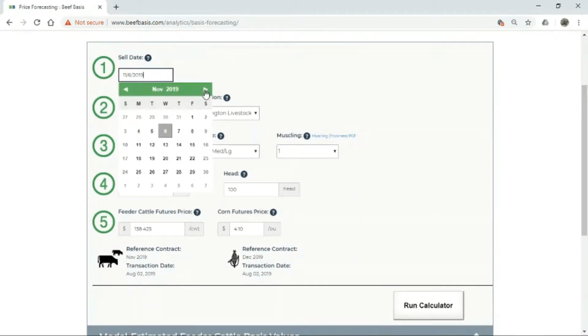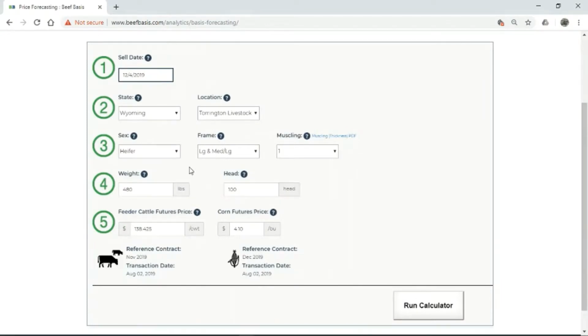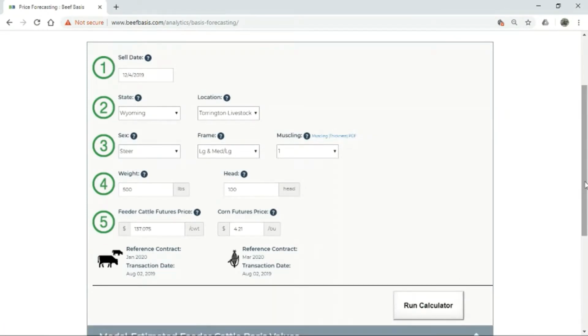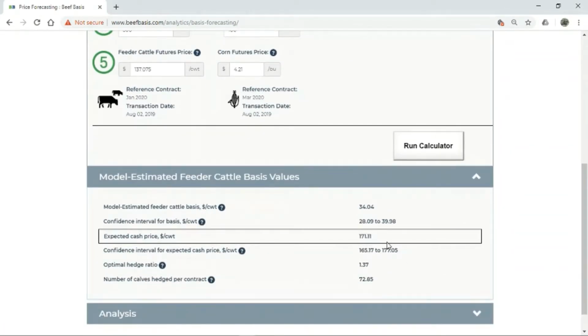We can also change the marketing date. So let's just move the marketing date up a month to December. We'll go back to steers. And we will run and see that we expect that later in the year 500-pound steers will be worth a few dollars more.